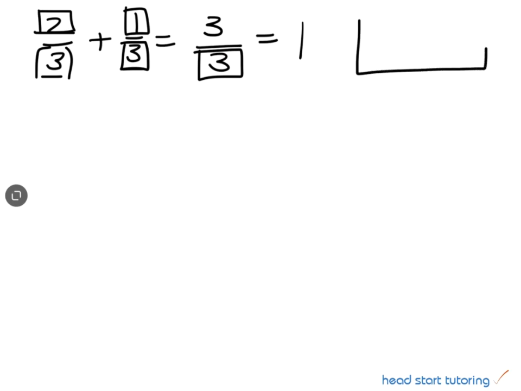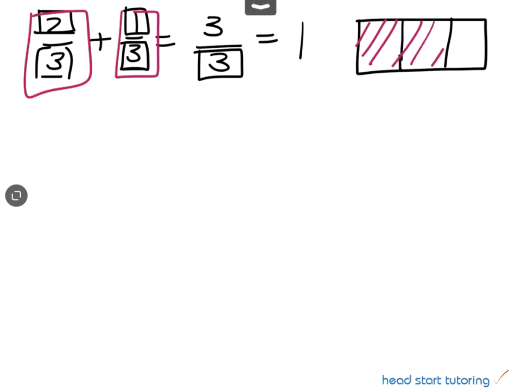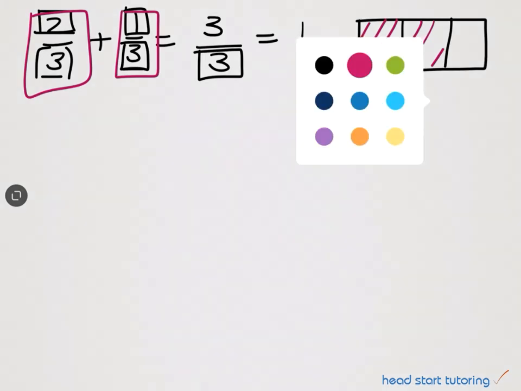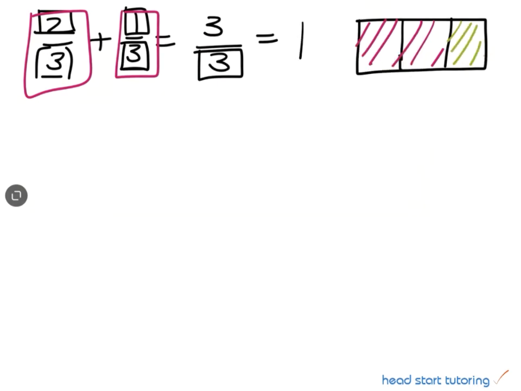So we can have a look at this block that we've divided into 3 equal parts. So we had originally 2/3 over there, and we were adding 1/3. So there is our 1/3. And as you can see, 2/3 plus 1/3 will give us an answer of 3/3 or 1 whole, because it ended up filling up our entire block.